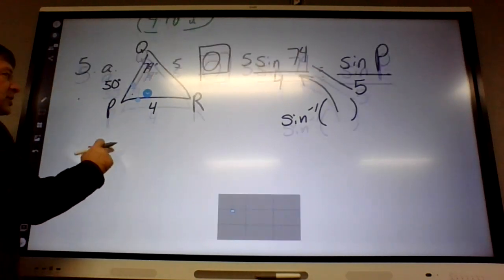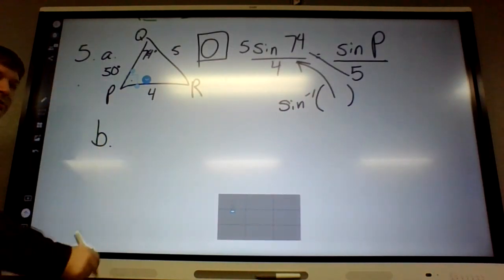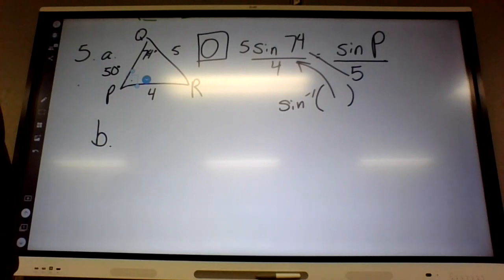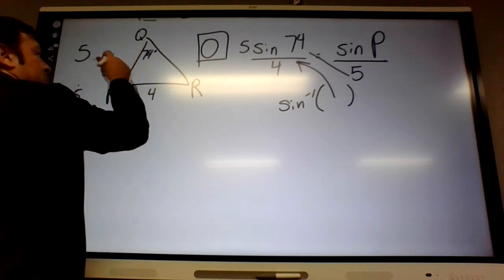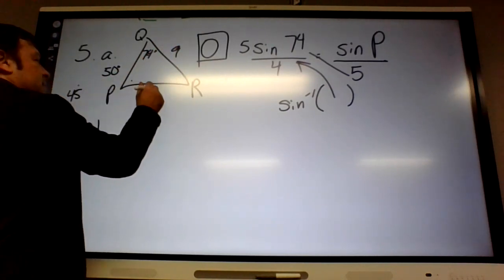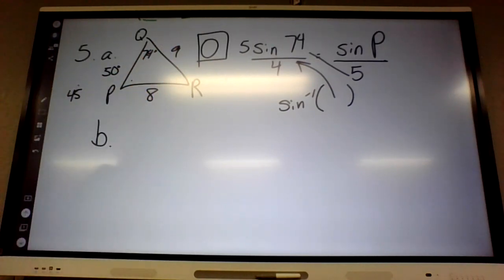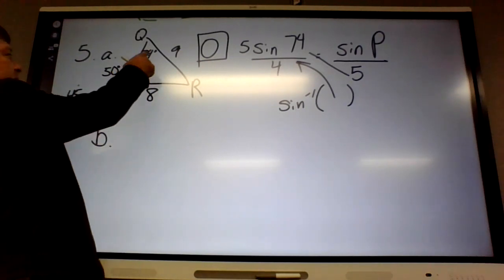So there's another question on B, so let's look at it. It's not going to be 0, right? They're not going to do that twice in a row. So this time it's 9, 8, and 23. So 9, 8, and P is 23 degrees.